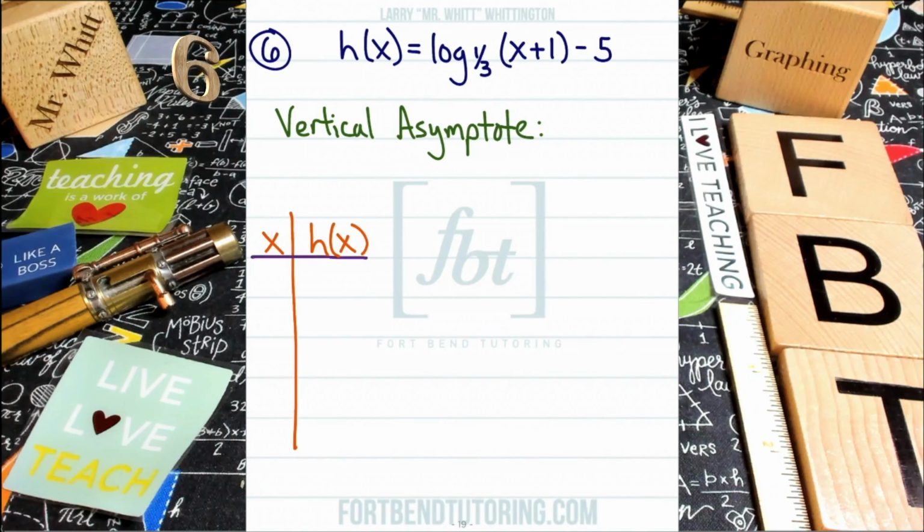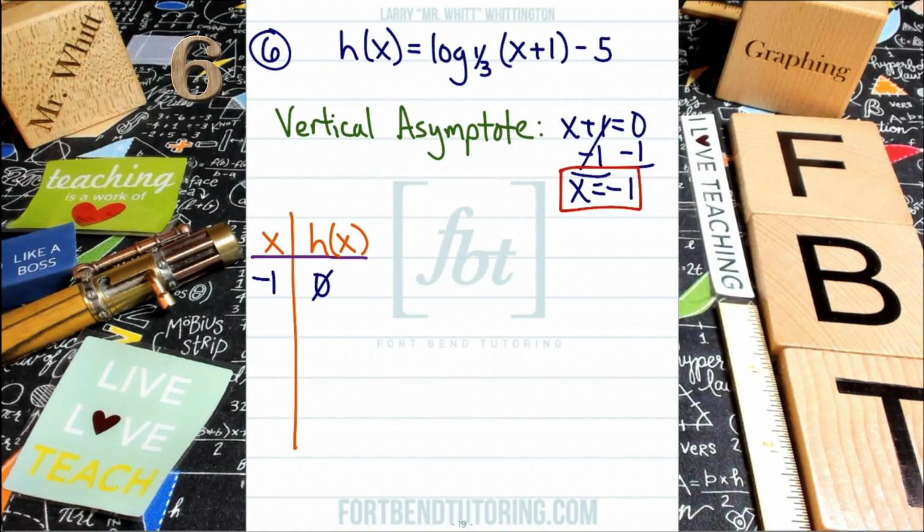Let's move on. Here we have our final problem, problem number 6, and we have h of x equals log base 1/3 of x plus 1, minus 5. Your vertical asymptote, you're going to set the argument of x plus 1 equal to 0 in order to find out what that is. Subtract 1 from both sides to find that x equals -1 is the vertical asymptote. Red box it. Then, knowing that at -1, the function is undefined, we're going to look for what happens when x plus 1 equals the reciprocal of 1/3, which is 3. We'll need to subtract 1 from both sides, right? And you'll end up with x equals 2.